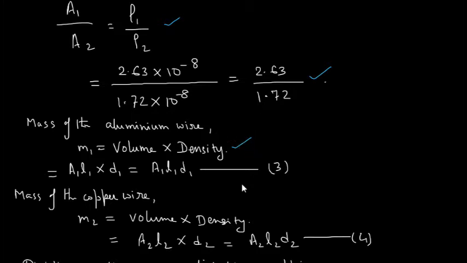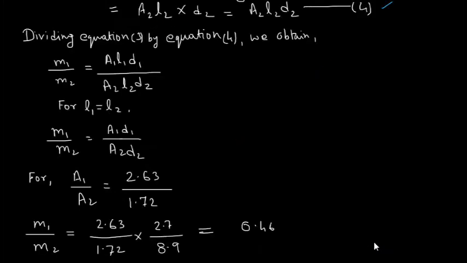Mass of the aluminium M1 is equal to volume into density, which we can write, volume can be written as A1 L1, into D1. A1 L1 D1 is equation 3. Mass of the copper wire M2 is equal to volume into density. Volume can be written as A2 L2 and density can be written as D2. Therefore, M2 is A2 L2 D2, equation 4. Dividing equation 3 by equation 4, we obtain M1 upon M2 equals A1 L1 D1 upon A2 L2 D2.